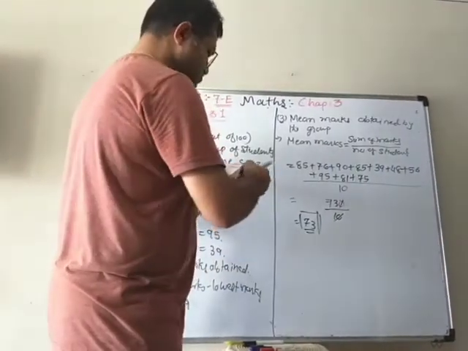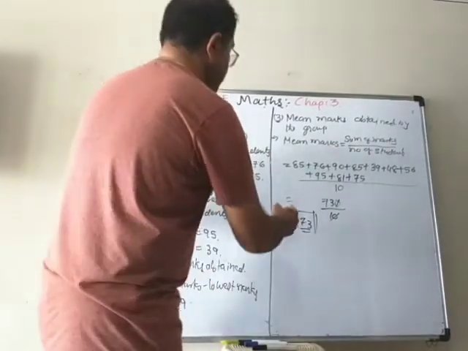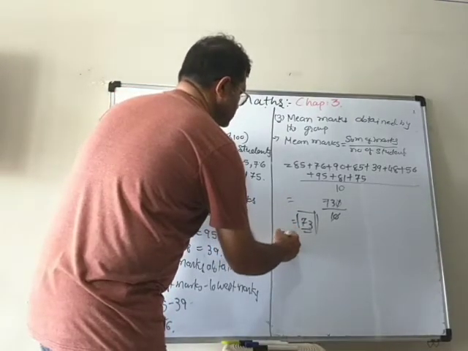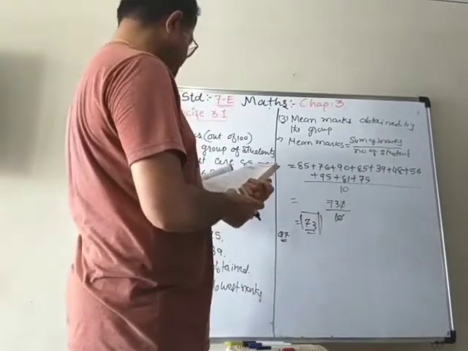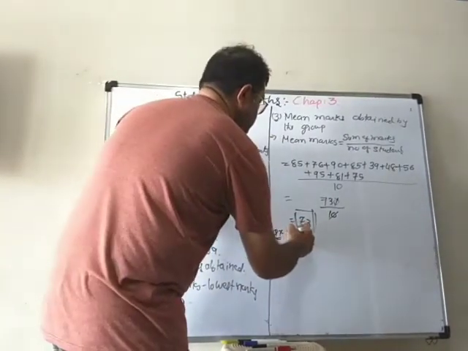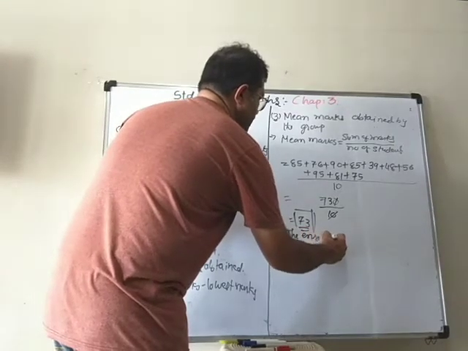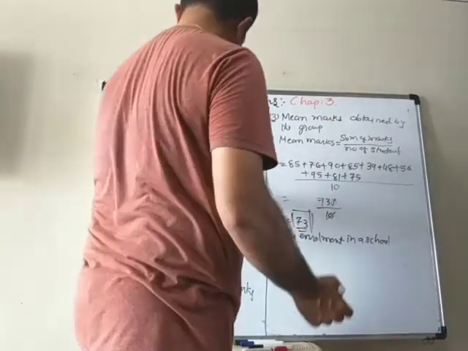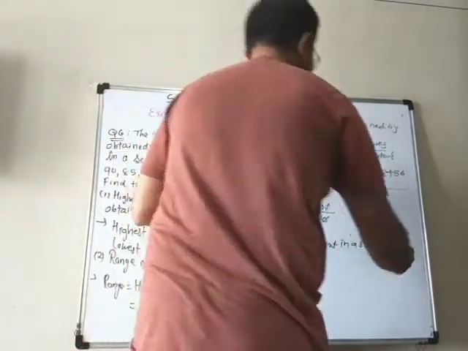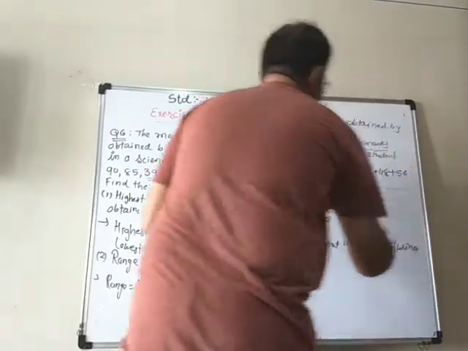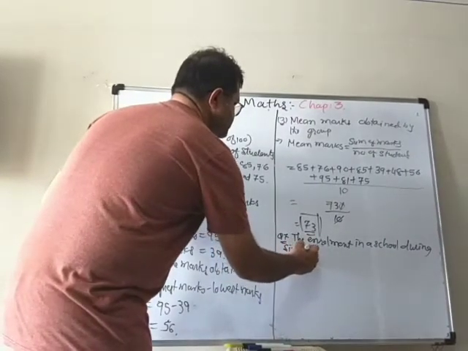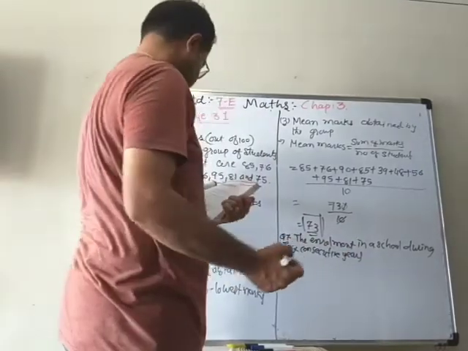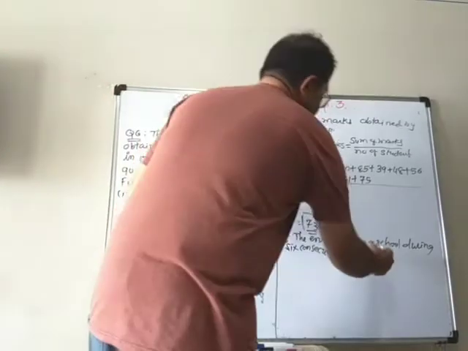Then next question, question number 7. The enrollment in a school during six consecutive years was as follows.